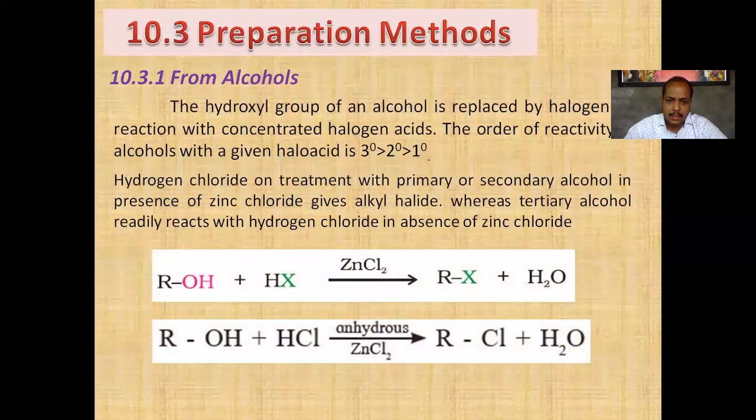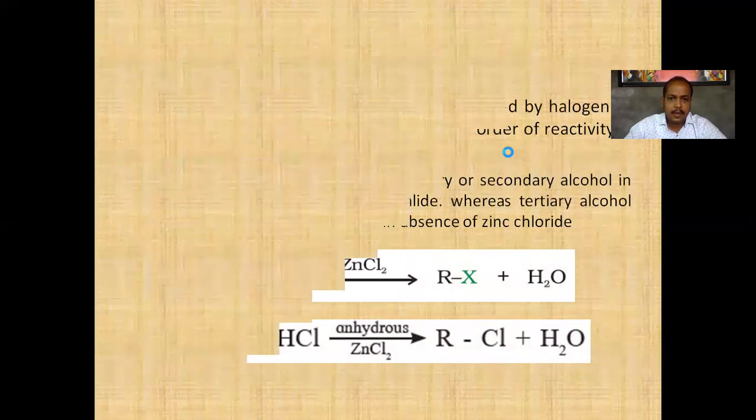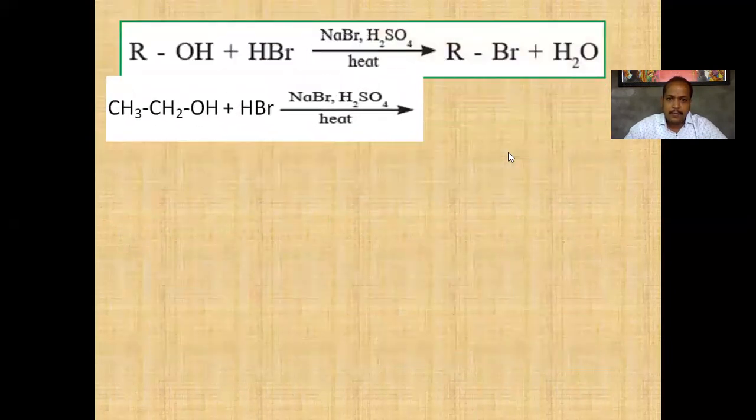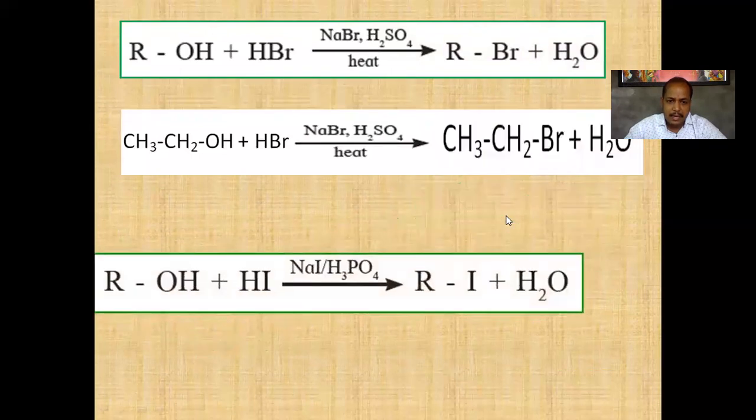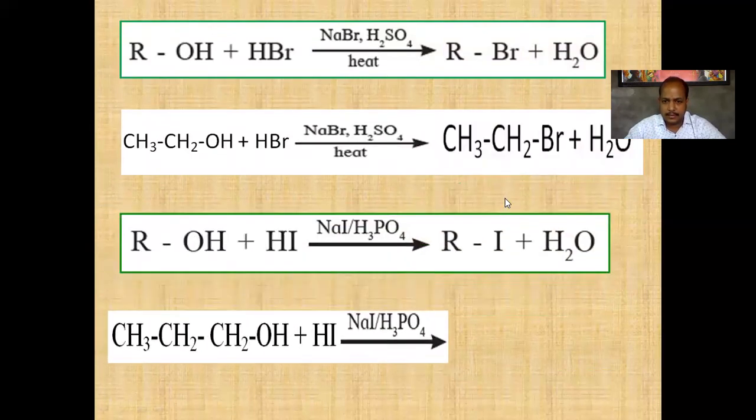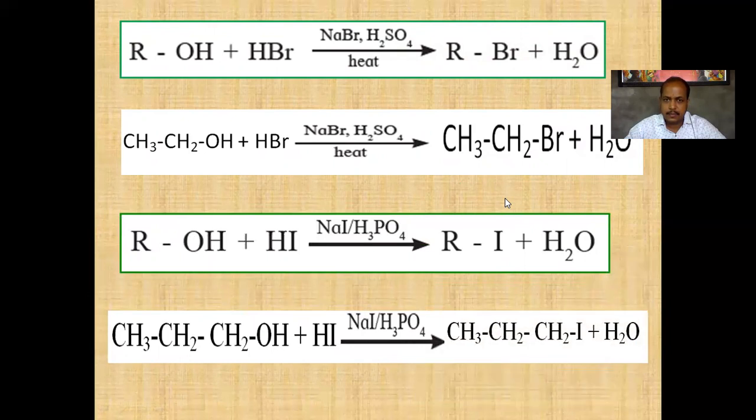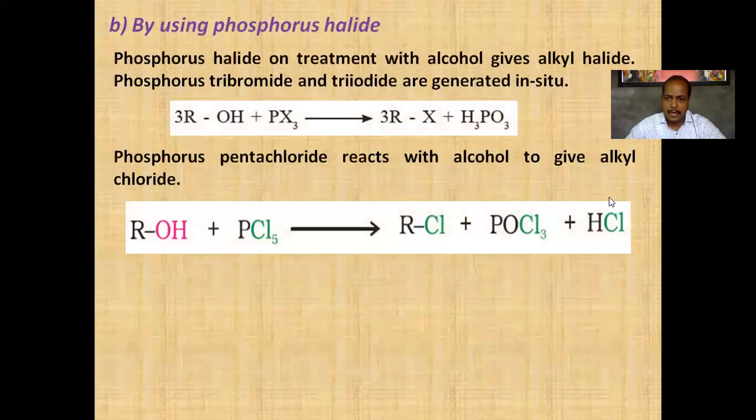So by using these acids we can prepare alkyl halides. Similarly, we can also prepare them by using HBr and HI. Next is the use of phosphorus halide. In that we generally prefer phosphorus pentachloride, phosphorus tribromide, or phosphorus triiodide. By using these we can prepare alkyl chlorides, alkyl bromides, alkyl iodides.